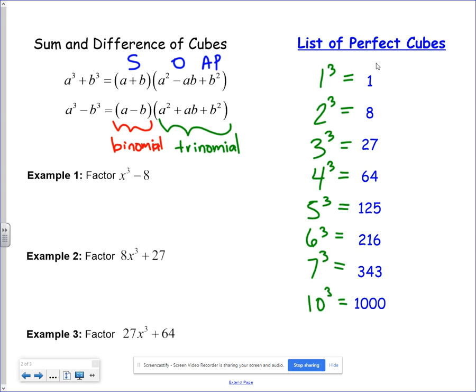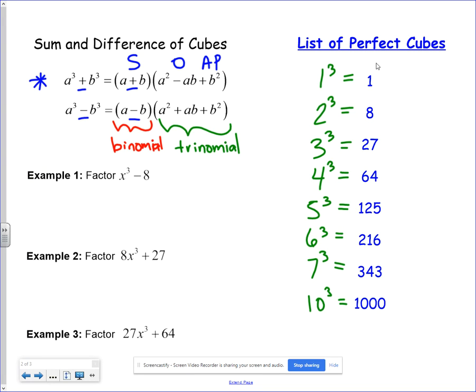So on this first one, we got a cubed plus b cubed. This is a sum of cubes. The S stands for the same. So right here we have a plus sign. Here we have a plus sign. It's the same sign always. And if you look down here, we have a minus sign and a minus sign. So these signs are always the same. That's what the S stands for in SOAP.